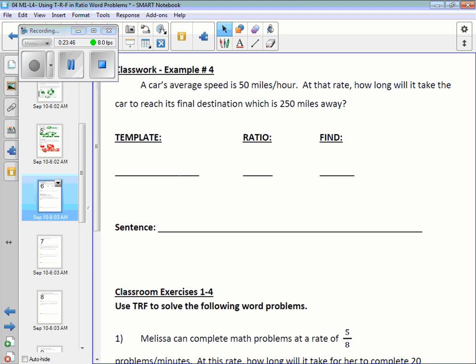All right, try your last example for today, and then you guys will be ready to rock and roll with the exercises for Wednesday. One more example. And again, I'll walk around.